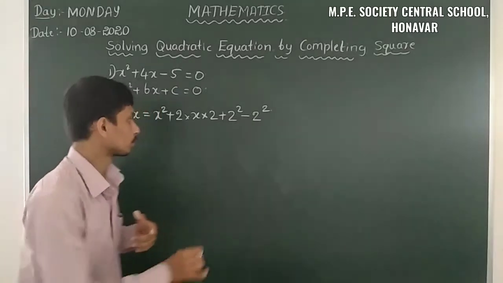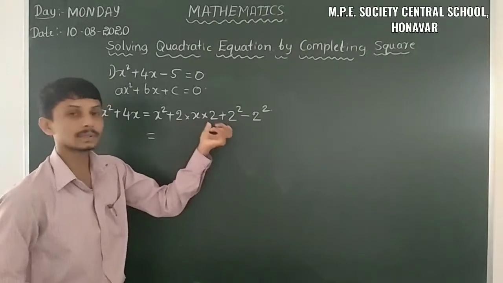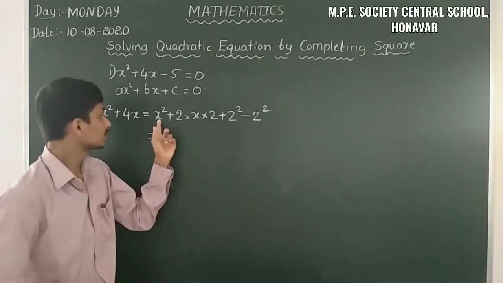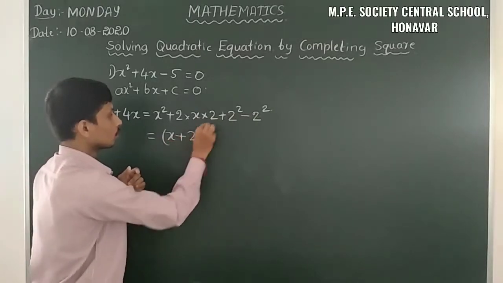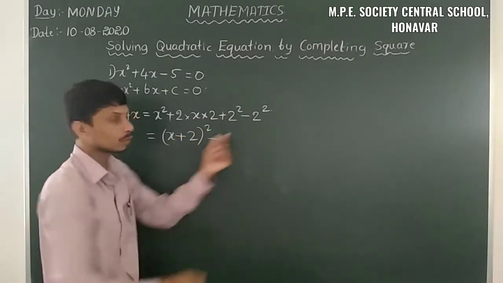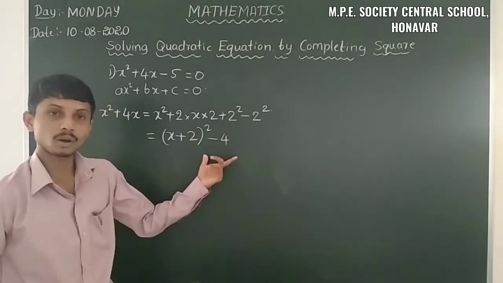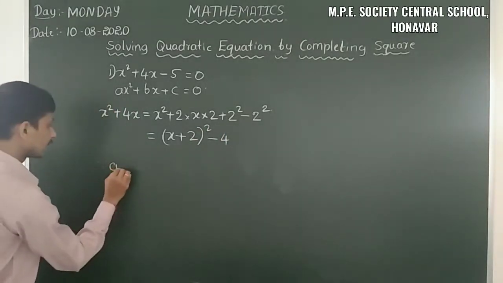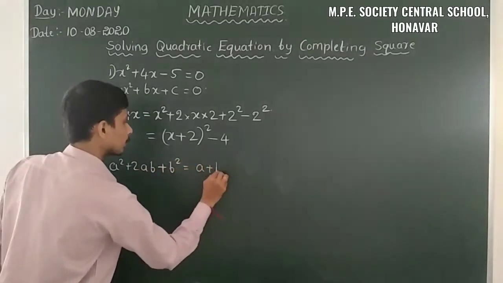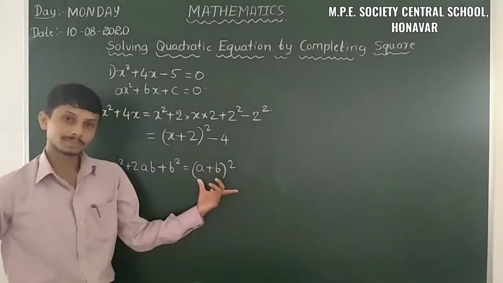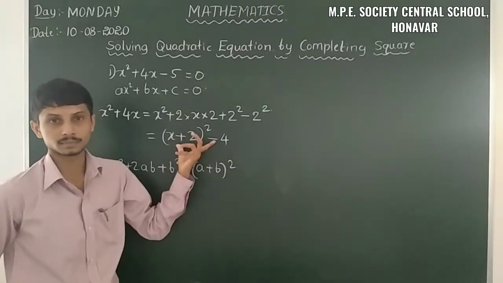Then we have to solve that one. How can we solve it? Here it is in the form of a square plus 2ab plus b square, so a is x and b is 2. So x plus 2 whole square minus 2 square, and 2 square is 4. How did we get this? Because a square plus 2ab plus b square is equal to a plus b whole square. From this completing the square formula, we got x plus 2 whole square.